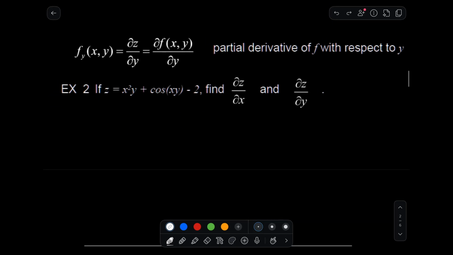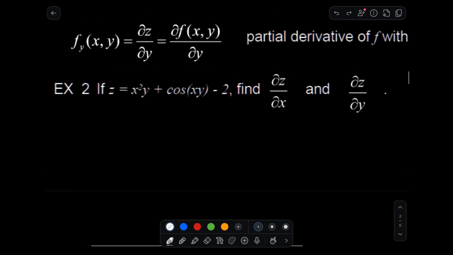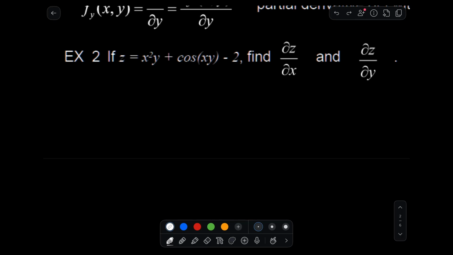So if you want to try this example on your own, feel free to pause the video and let's get right into it. So we got del z/del x. Just take the partial first off. We got y constant, so we're going to get 2xy plus the derivative of this, we're going to get minus sine xy. Take the derivative of xy with respect to x, we get y, which we can rewrite as 2x minus y sine xy.